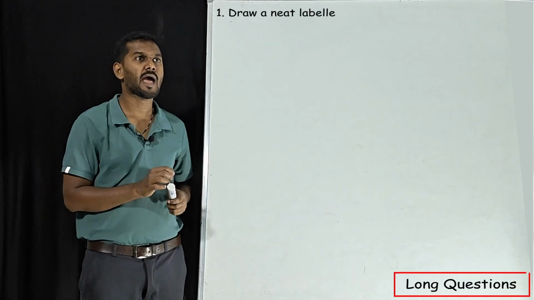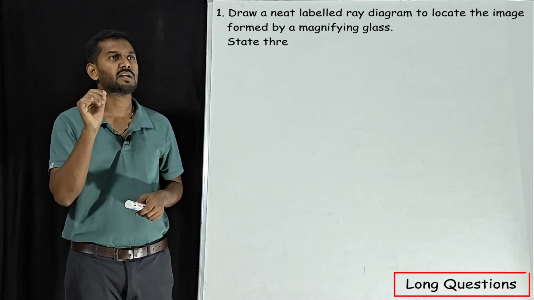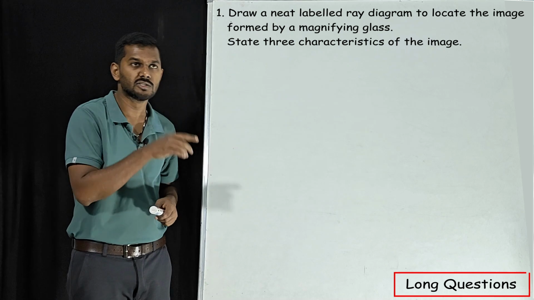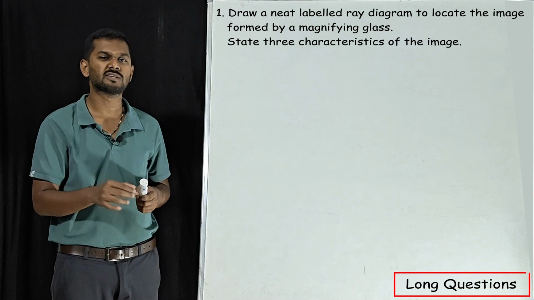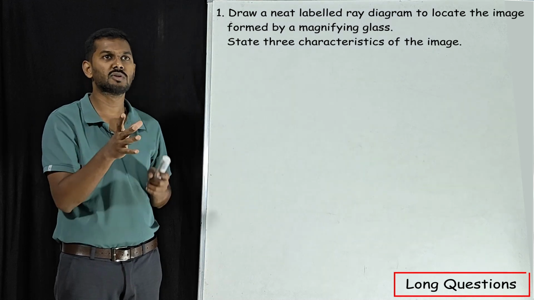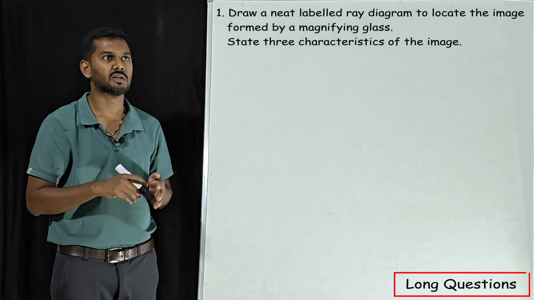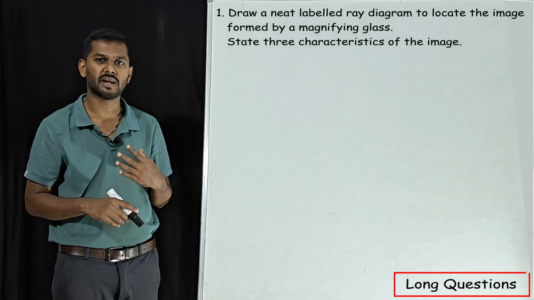So that's it. Our next question: draw a neat labelled diagram to locate the image formed by a magnifying glass. State 3 characteristics of the image. So instead of using magnifying glass, what is another name they can use? That is simple microscope. If they use the word simple microscope, you should not be afraid of it. Now we'll go for the question. See, they are asking us to draw the ray diagram.